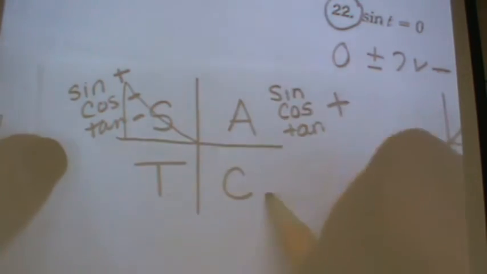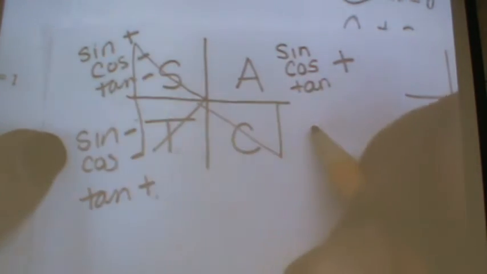In quadrant 2, when you draw your triangle, your x value is negative and your y value is positive. So only the sine is going to be positive. Cosine and tangent are negative fractions in this quadrant. So you got to know this. All seniors take calculus, or all students take calculus.